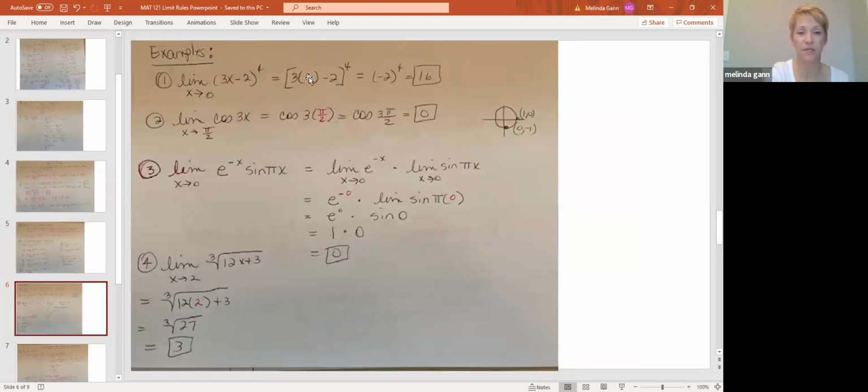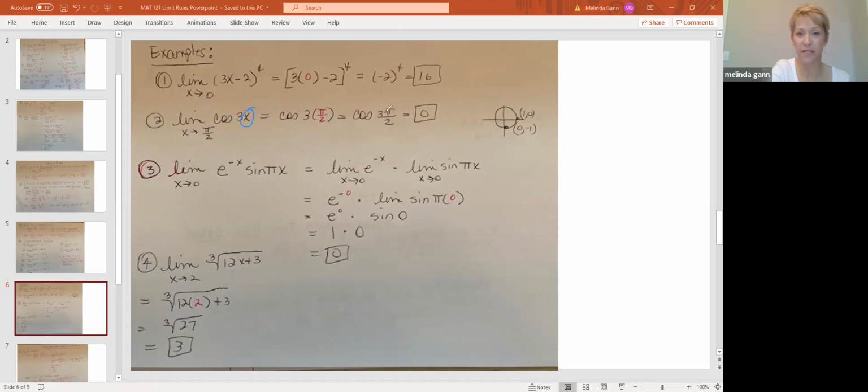Well, 3 times 0 is 0. 0 minus 2 is a -2, and the -2 to the 4th gets me a number answer of 16. Okay. I take that pi/2 and plug it in for x. So I take that x out, and in place of that x, I put pi/2. Now, what's 3 times pi/2? Wouldn't that be 3 pi/2? So this is just asking you what's the cosine of 3 pi/2.